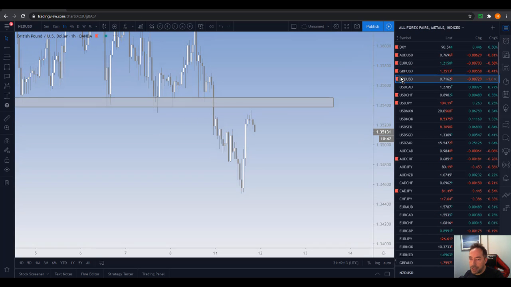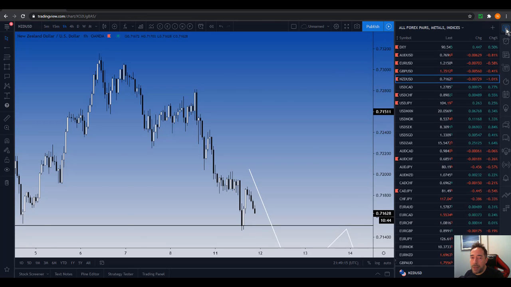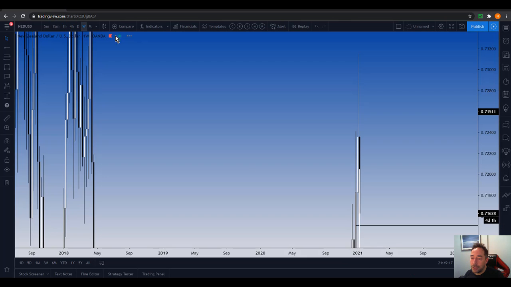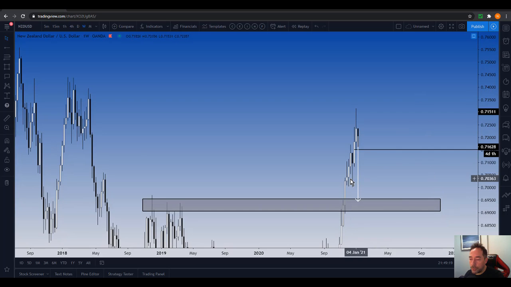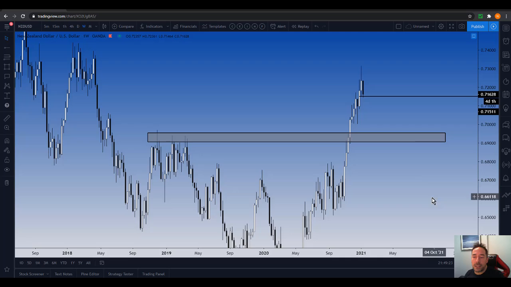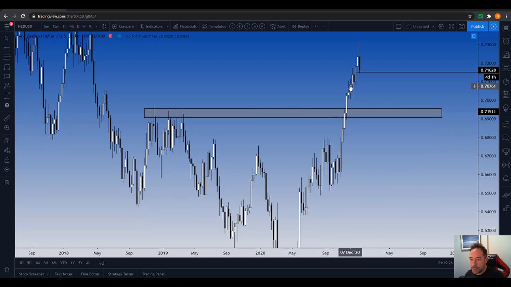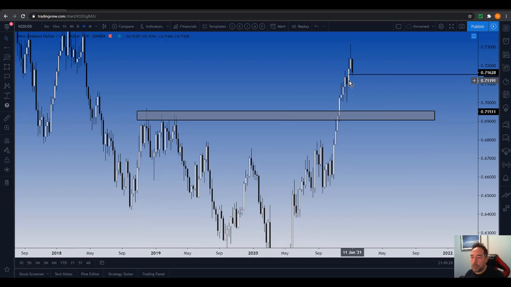Let's have a look. Kiwi USD. Kiwi USD for me has been massively overbought for quite a while now. I mean, look at this weekly time frame. Absolutely crazy. It's just been going up and up and up. It's had one bearish week, and even when it did drop, it was very short-lived.